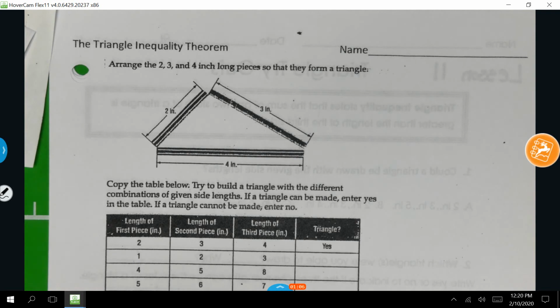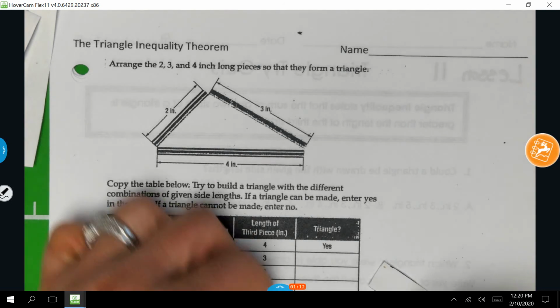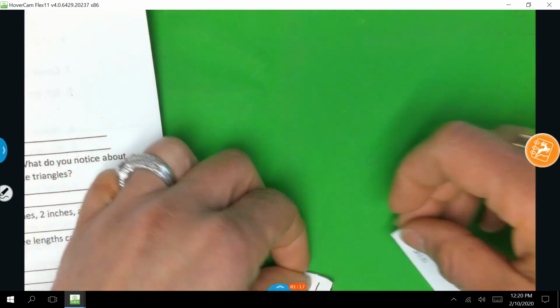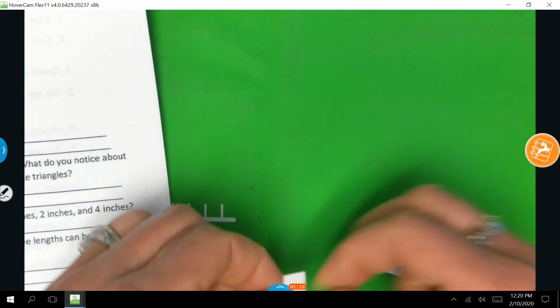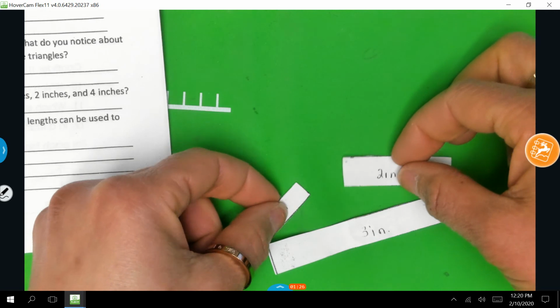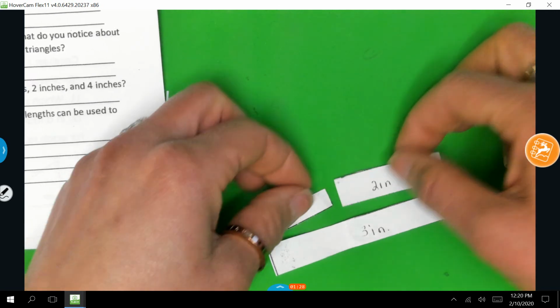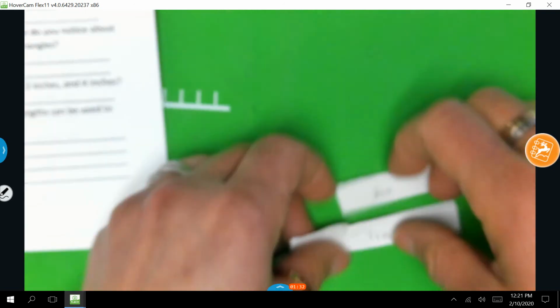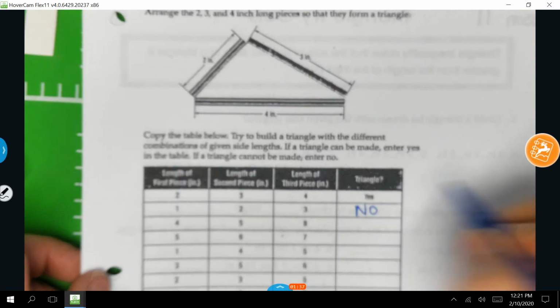So a 1, 2, 3. Let's take a look. Here's a 1, a 2, and a 3. So if I put the 3 here, maybe it'd help if I move the paper so you can see it better. 1, 2, 3. Does this look like it's going to work? Even if I tried to narrow them down, well, what does 1 and 2 equal? 3. So it doesn't look like it's going to work. So this one's a no. So in your chart, you fill in no.